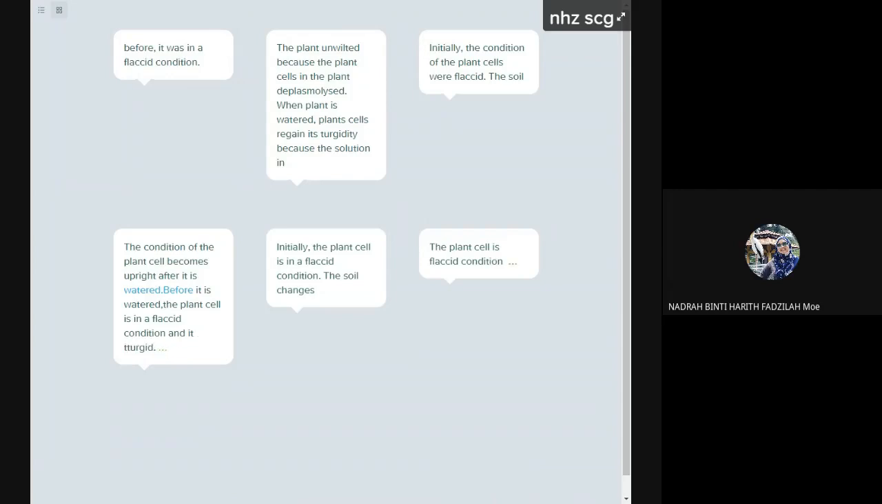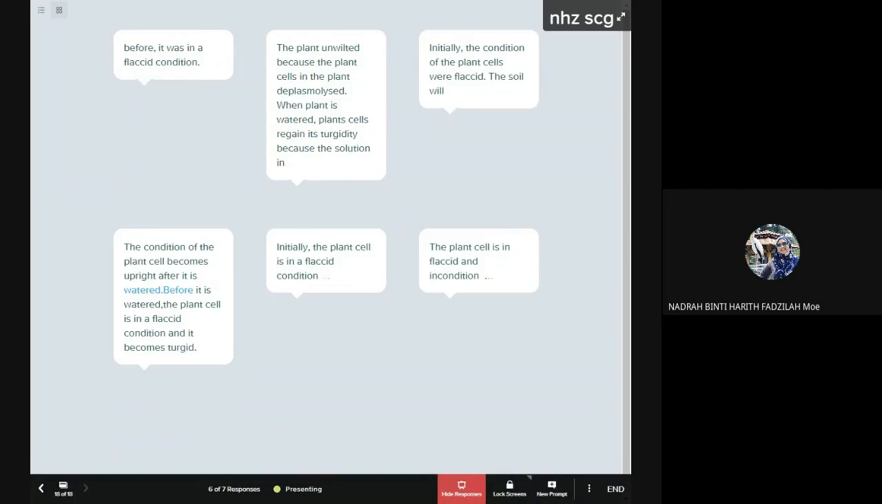Okay. So, flaccid condition tu, nak kata apa, flaccid tu kita refer to the plant cell. The condition of the plant is wilted, dalam keadaan wilted. Okay. Boleh. Itu combination dia. Bila condition of the plant is wilted.